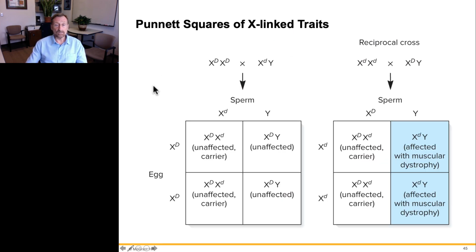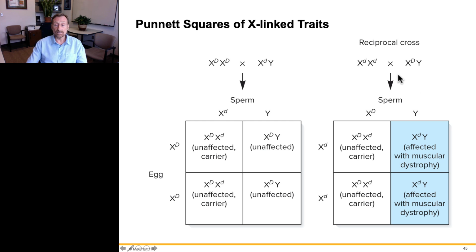If we look at Punnett squares for Duchenne muscular dystrophy, if capital D is the non-disease-causing allele and little d is the disease-causing allele, if we cross a homozygous non-disease-causing allele female with a male who has the disease, he carries the disease-causing allele. Here's the Punnett square down here. We get unaffected female carriers and unaffected males.